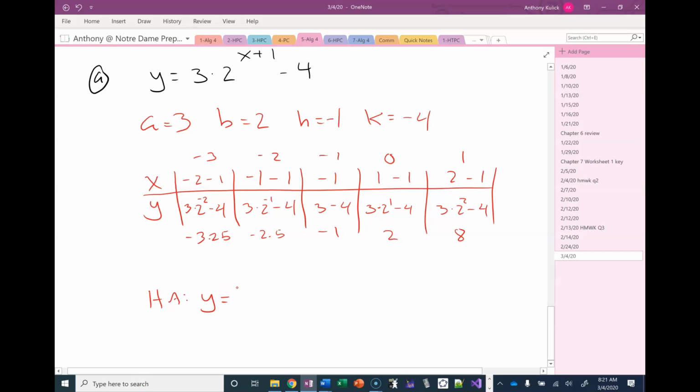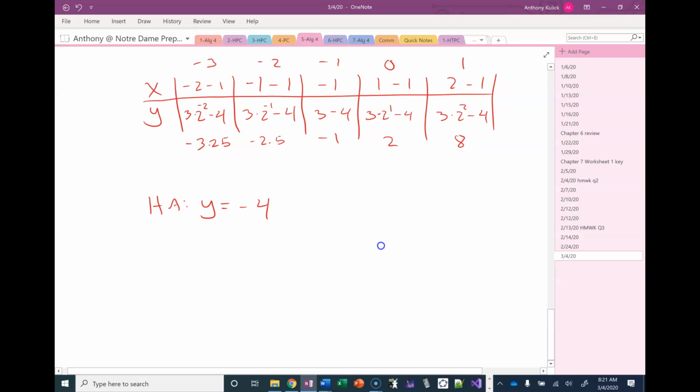Next, I'm going to write down the equation for my horizontal asymptote. So remember, the horizontal asymptote can be found using y equals k. In this case, what is the value for k? -4. So my horizontal asymptote is just y equals -4. Pretty easy.